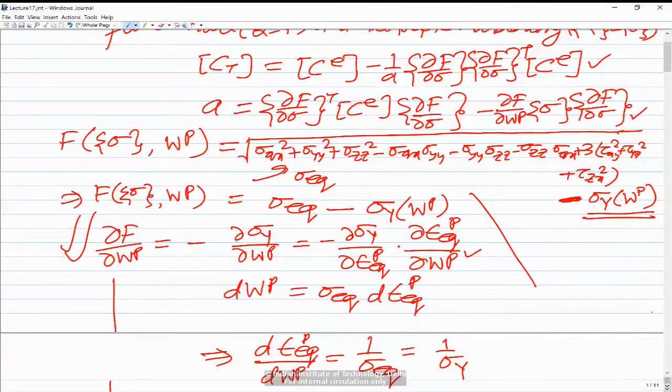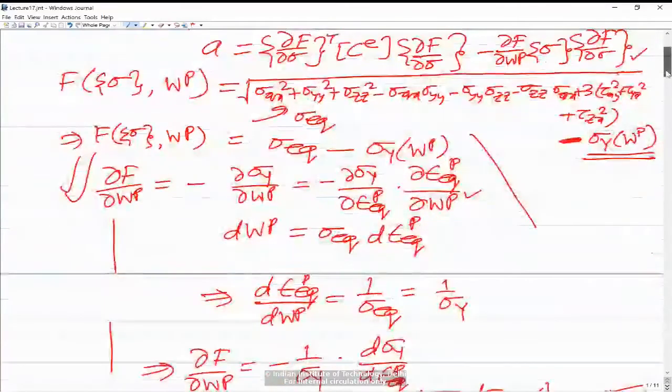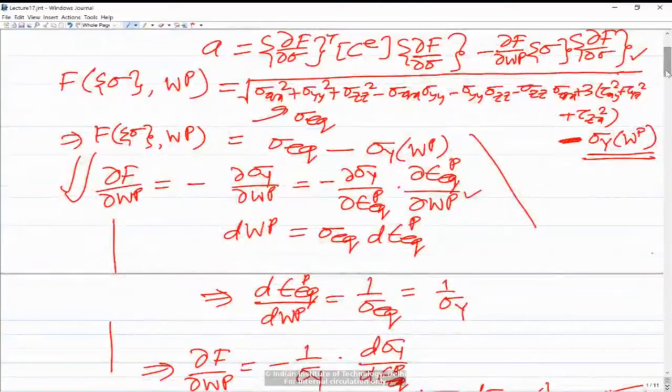But sir, initially we have taken sigma equivalent minus sigma y, so that must be 0, right? I said, we are talking about when the material is undergoing elastoplastic deformation. So there is yielding taking place. So F is 0, and if F is 0, then we are saying sigma equivalent is equal to sigma y.